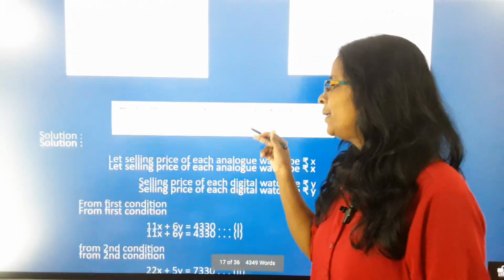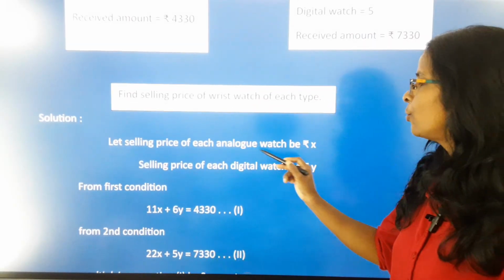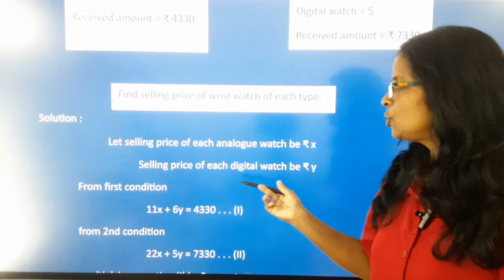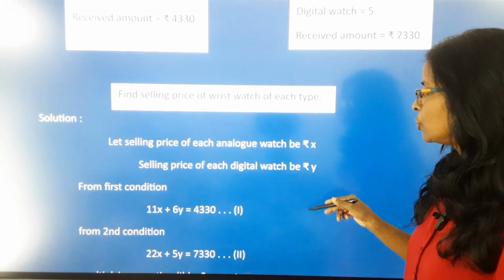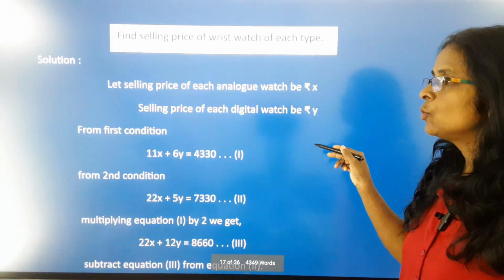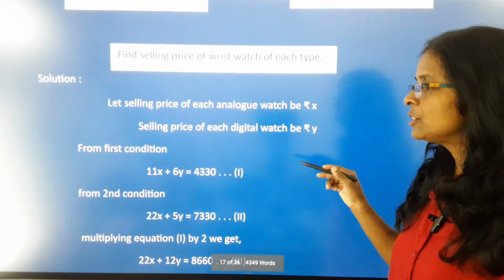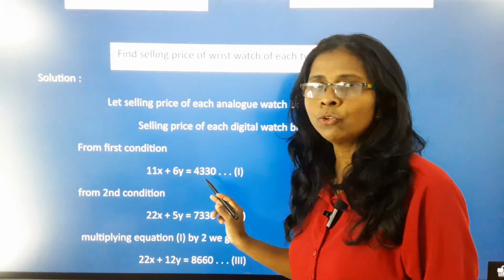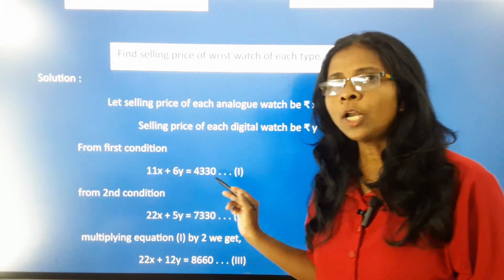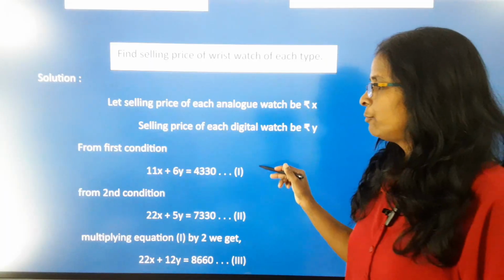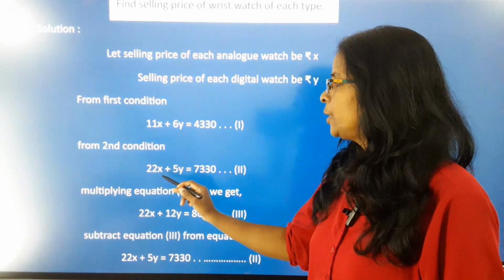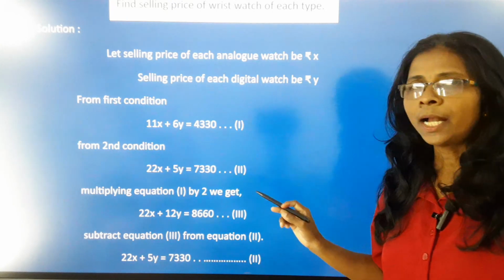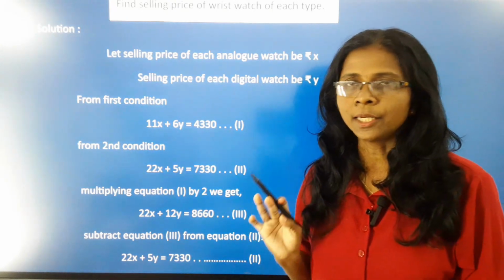Now here, let the selling price of each analog watch be rupees x and the selling price of each digital watch be rupees y. So from the first condition we write 11x plus 6y is equal to 4,330. Call it the first equation. And from the second condition, 22x plus 5y is equal to 7,330. Call it the second equation.